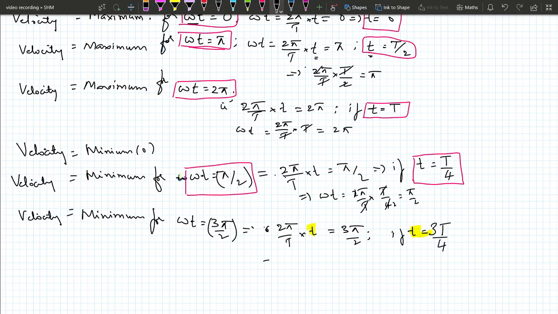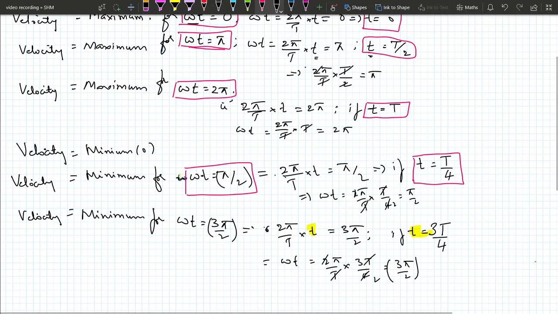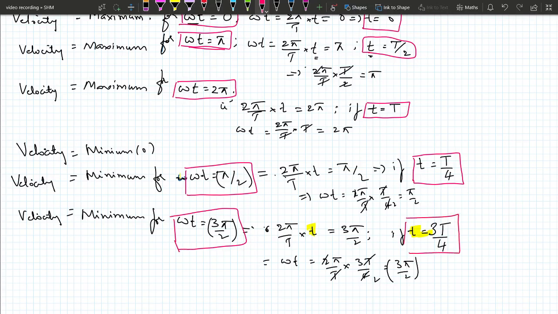You check it. So omega t, omega is 2 pi by T into t, which is 3T by 4. This gets cancelled. This is 1, this is 2. So you have 3 pi by 2. So this is also right. Therefore I have the condition here for the minimum. This is the condition, and its equivalent in time is this. Now I can plot the graph here.